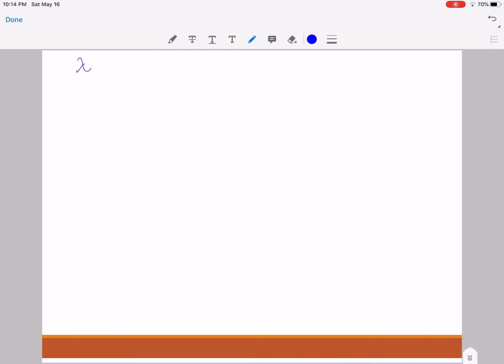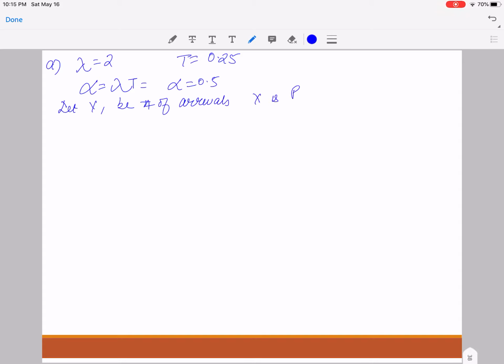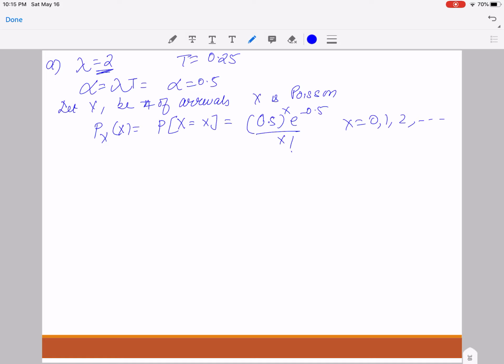So lambda is given to us as 2, and for the first case, part A, I am using the time interval 0.25 seconds. So alpha will be equal to lambda times t, which means that alpha is equal to 0.5. Let x be the number of arrivals. X is Poisson because I have fixed rate information. The rate of arrival is fixed. So the PMF of x gives you the probability that the number of arrivals is a specific value, small x, and that is given by alpha to the x, so 0.5 to the x, times e to the negative alpha over x factorial, where x can be 0, 1, 2, and so on.